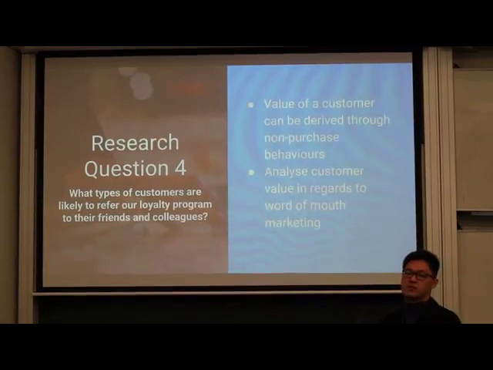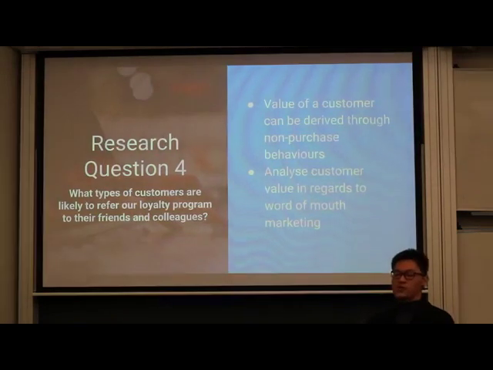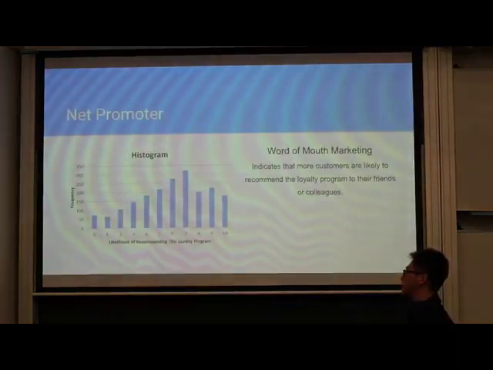Moving on to research question number 4. In this question, we will talk about what type of customer are likely to refer our loyalty program to their friends and colleagues. We will divide this question into 2 sections. In the first section, we will talk about the value of the customer that can be derived through the non-purchase behavior. In the second section, we will analyze the customer value with regard to word of mouth ranking. Next. Here we have the histogram of the net promoter.